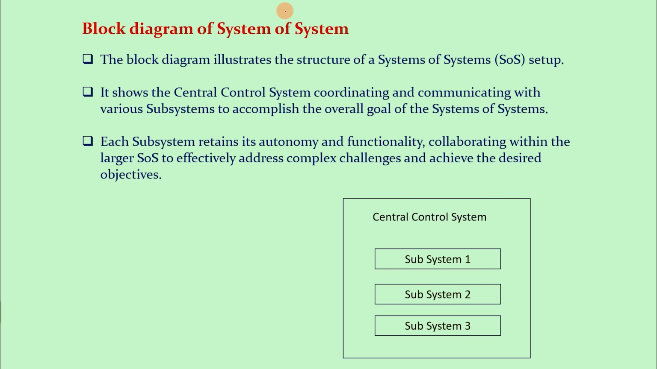Now block diagram of systems of systems. Here is the block diagram of systems of systems. It is the central control system. This is system 1, system 2, system 3. And the block diagram illustrates the structure of systems of systems.